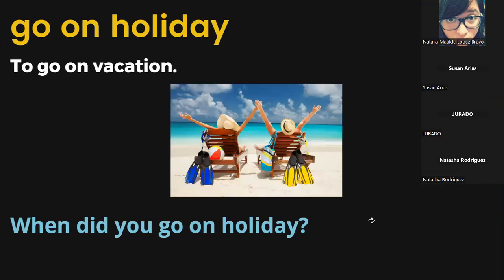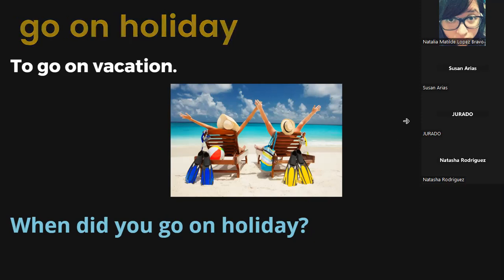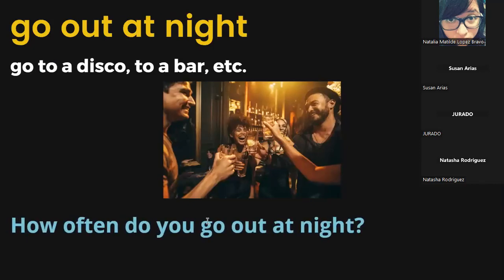Susan, can you please read this one, the definition and the question? Go on holiday. To go on vacation. When did you go on holidays? Very good. As I said, holiday is a synonym for vacation. And here we have the question, when did you go on holiday? That means, when did you go on vacation? Now, Natalia, can you please read this one, the definition and the question? Go out at night.